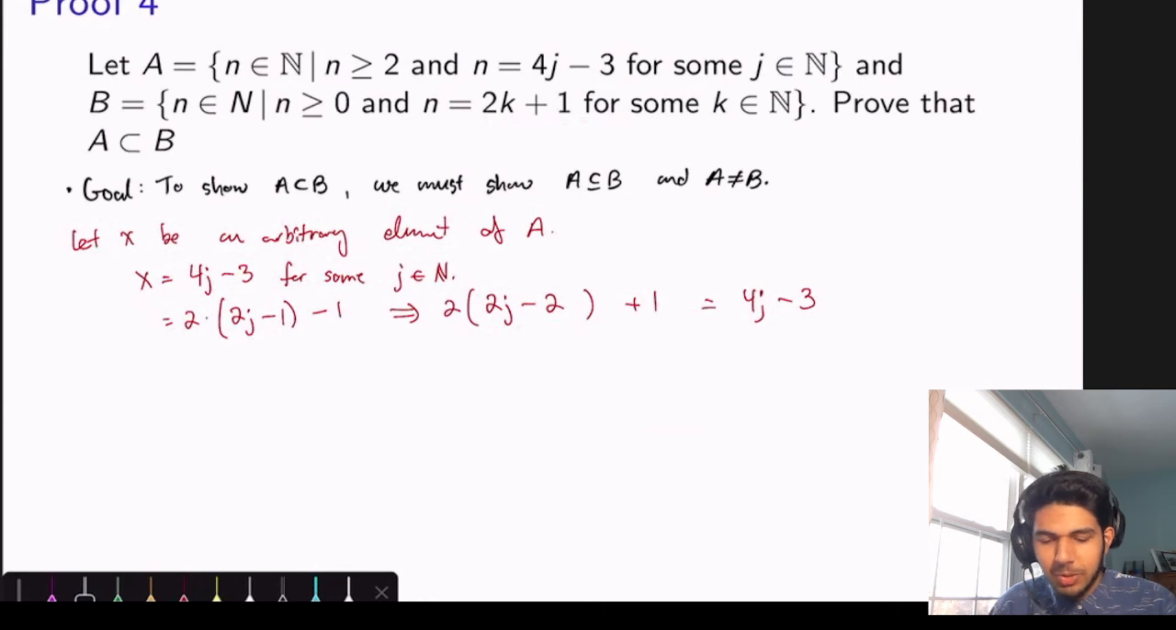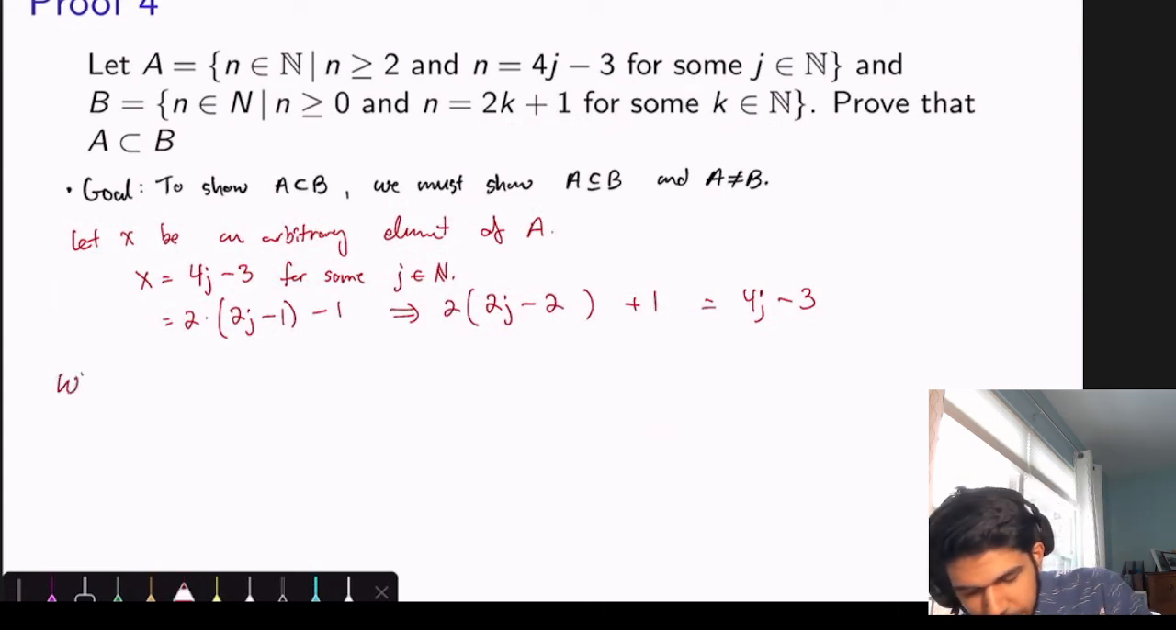Now we need to show that this 2j minus 2 is in the natural numbers, right? Because this k has to come from the natural numbers. So in order to compute that, we have to figure out what's the smallest that j could be, right? So what is the smallest j?